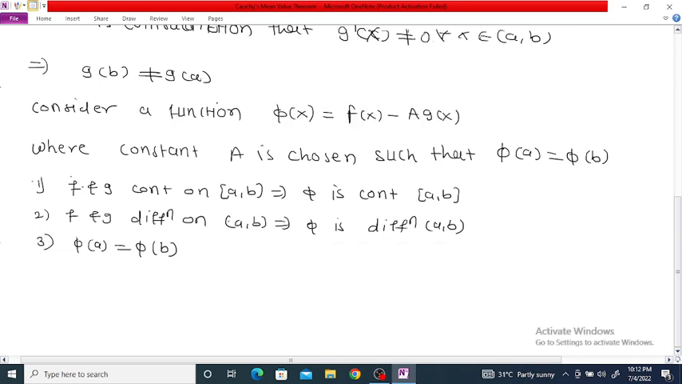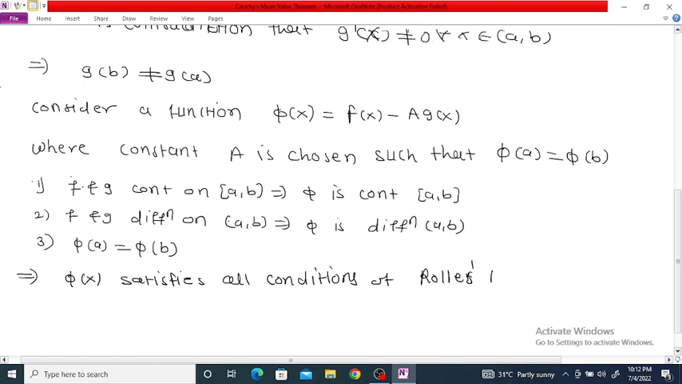So this implies phi of x satisfies all the conditions of Rolle's theorem. Therefore, there exists a c belonging to the open interval (a, b) such that phi dash of c is equal to 0. This is by using Rolle's theorem.